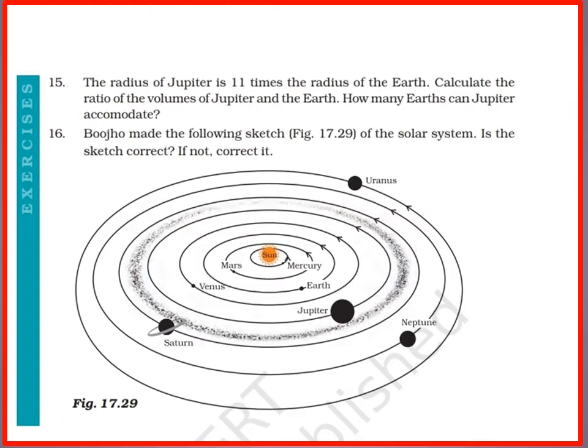Then after making the order correct, you can see that the asteroid belt is not given in the correct place. The asteroid belt is found between the orbits of Mars and Jupiter. So that also you have to draw correctly. This is the last question of our exercise. So I hope it is clear.